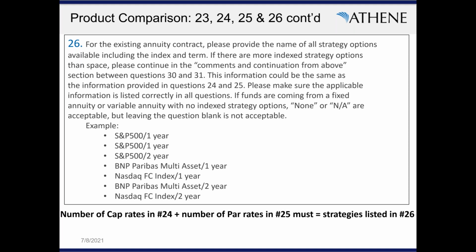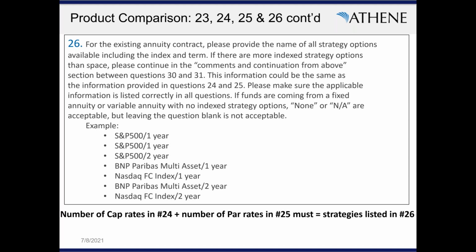This information could be the same as the information provided in question 24 and 25, meaning you're going to be duplicating the terms. So you're going to have multiple times that you tell us the 1 or the 2 year, the 3 year, the 4 year, whatever it is. If funds are coming from a fixed annuity or variable annuity where there are no index strategy options, NA or none could be acceptable. Best way to think about it is that if in question 24 you have NA or none, and in question 25 you have NA or none, then question 26 will be NA or none.